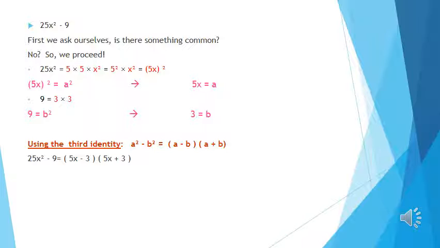First, 25x² equals 5 times 5 times x², equal to 5² times x², which is equal to (5x)². So a² equals (5x)². Then a equals 5x. Now 9 equals 3 times 3. So b² equals 9. So b equals 3. Using the third identity, a² − b² equals (a − b) multiplied by (a + b), we can get the answer. 25x² − 9 equals (5x − 3) multiplied by (5x + 3).